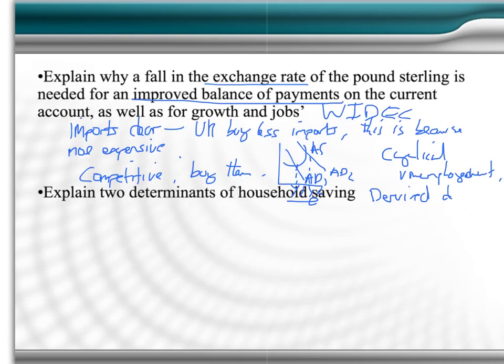Now, lots of you are going to write derived demand and think you've won. You haven't won. You've got to explain what the hell it means. Derived demand is when demand for jobs comes from demand for goods and services. Don't just write derived demand and have a little victory dance. You haven't done anything. You've got to explain what the hell it means.